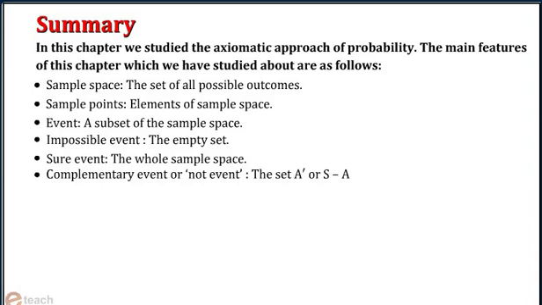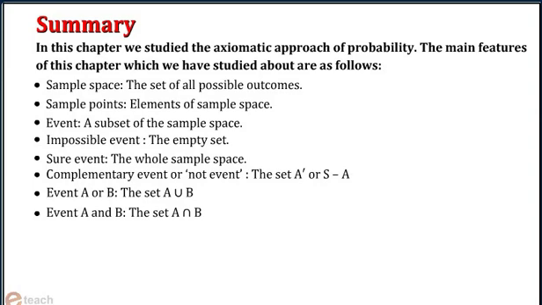Complementary event or not event, the set A dash or S minus A. Event A or B, the set A union B. Event A and B, the set A intersection B. Event A and not B, the set A minus B.